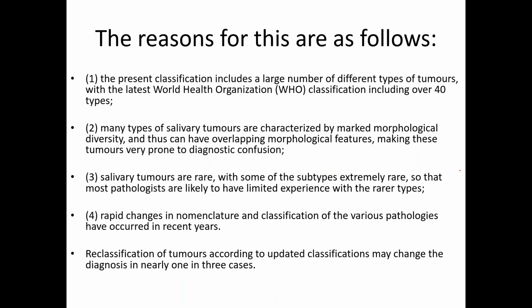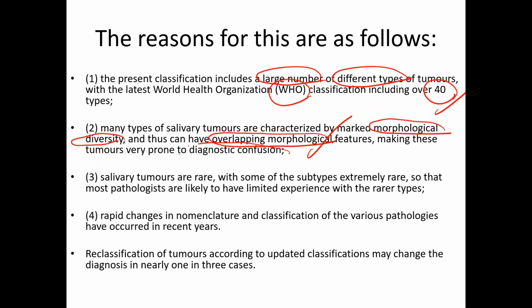So why should you keep an eye on the pathologies of these salivary glands? There are a large number of different types of tumors based on the WHO classification, over 40 types, I already told you. They are characterized by morphological diversity. They do not look similar, and overlapping morphological features are there, prone to diagnostic confusion. There is always diagnostic confusion based on this. And they are also rare, so very difficult to diagnose pathologically.